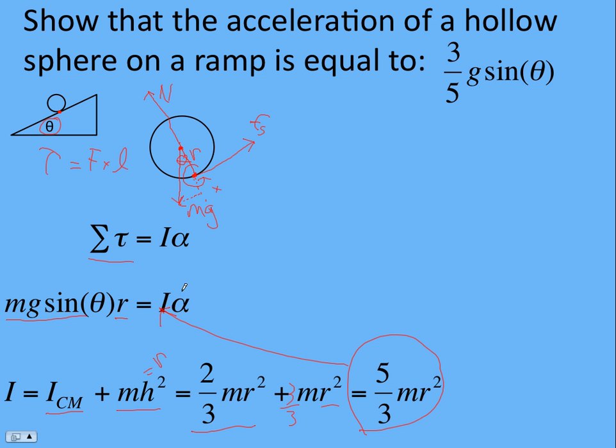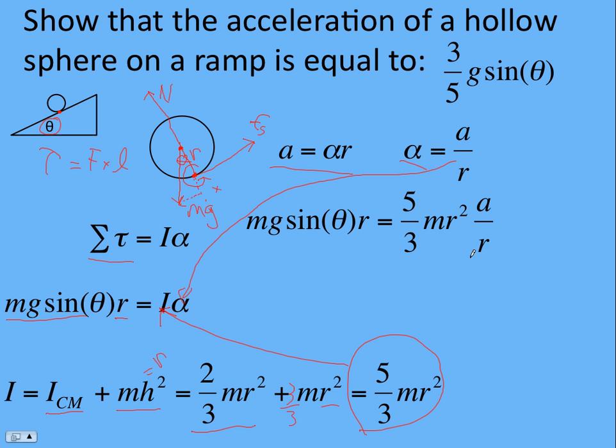Now I want the linear acceleration, not the angular acceleration, and so there's a relationship between those two that you should know. The linear acceleration is the angular acceleration times the radius, and so the angular acceleration is the linear acceleration over the radius. So we can substitute that into there, and we're left with this mess. But look, there's some simplification. I can cancel out that r. I can divide both sides by r, and I can divide both sides by m. And so if I solve that for a, we're done. 3/5 g sine theta. How about that?